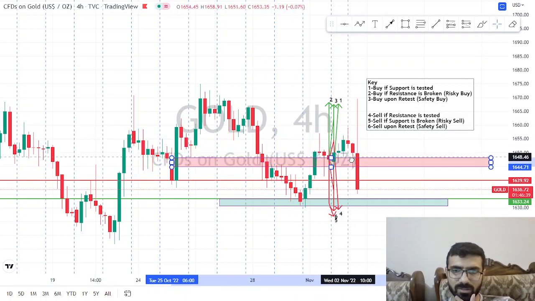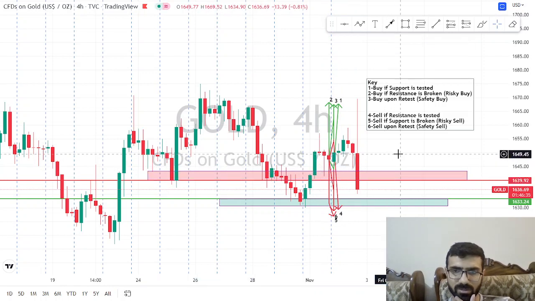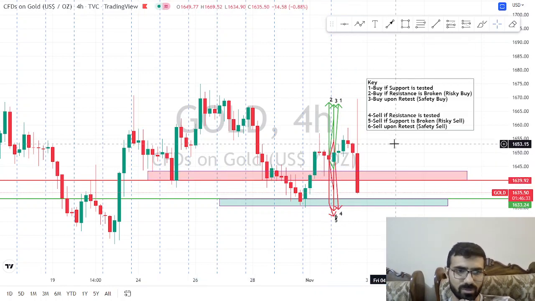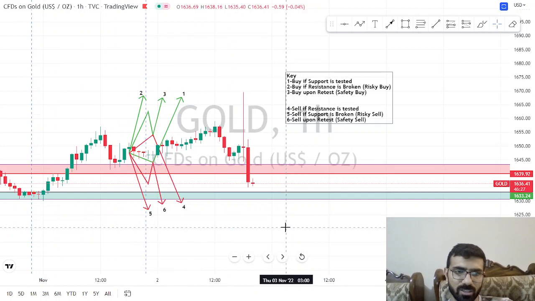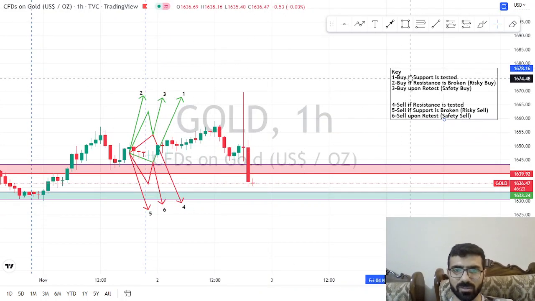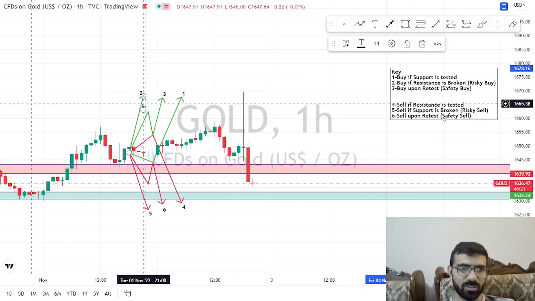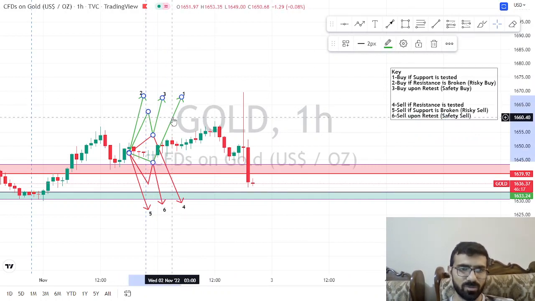And now I'll mark the area of resistance, which will be something like this. So I hope that scenarios are pretty much clear to you guys. Now let us go back to the 1 hour chart. And now let me move this key a little bit ahead as well. And now let me move these scenarios for you guys.